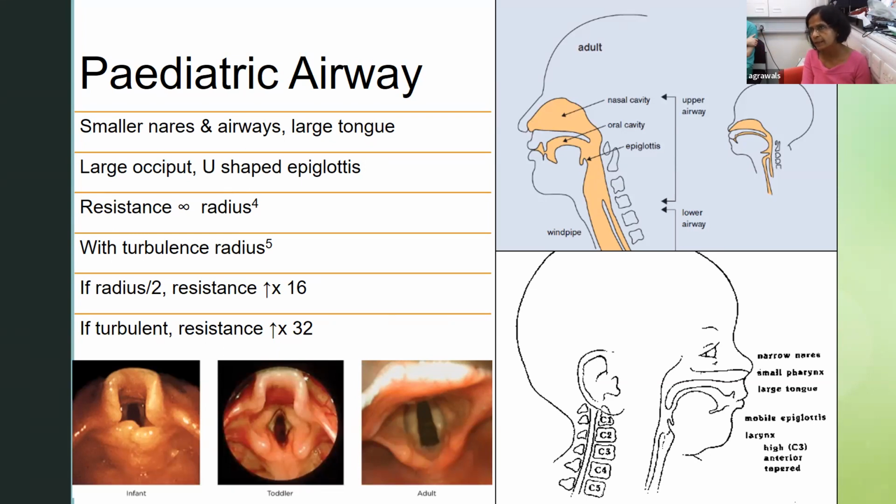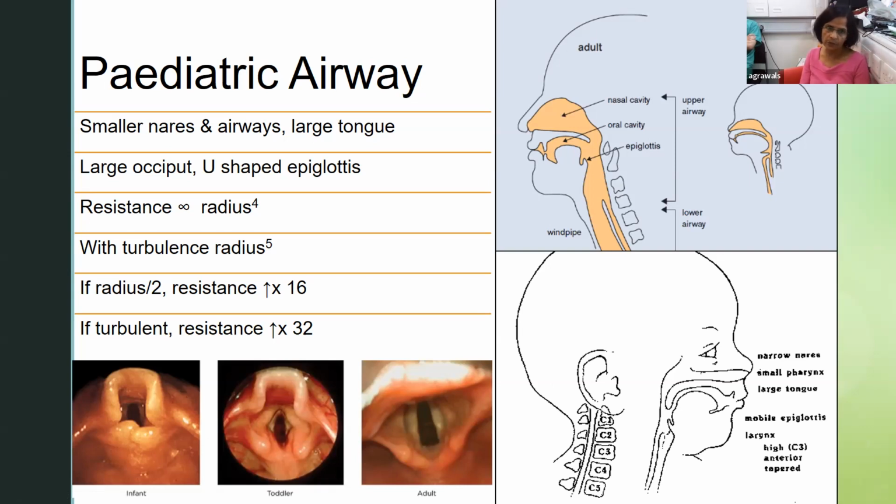And since they're obligate nasal breathers, despite having partial nasal obstruction, they still try to breathe through the nose. And that causes problems. Especially the younger infants have larger occipits, so that makes it difficult to position their airways into an open position. And they also have a U-shaped epiglottis, so it is sometimes very difficult to get a proper view. As you can see, as the child matures, the shape and the actual thickness of the epiglottis changes, and by the time you probably reach about the age of 8 years, this is what the view would be. So it is much easier than otherwise.